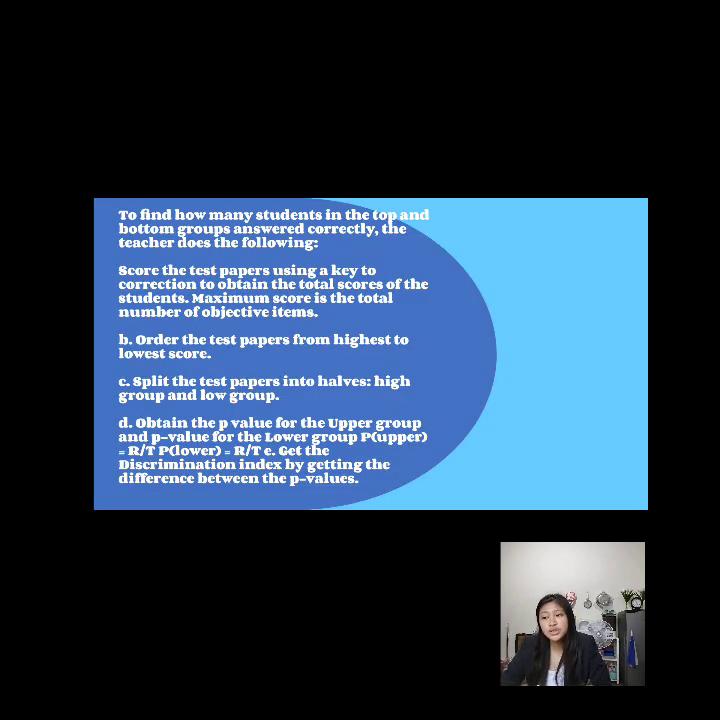And to find how many students in the top and bottom group answered correctly, the teacher does the following. So these are the steps to obtain the groups who answered correctly. First, score the test papers using a answer key to obtain the total scores of the students. Maximum score is the total number of objective items. Next is order the test papers from highest to lowest score. C. Split the test papers into halves, high group and low group. D. Obtain the p-value for the upper group and the p-value for the lower group. P upper is equal to R over T. P lower is equal to R over T. And lastly, get the discrimination index by getting the difference between the p-values.